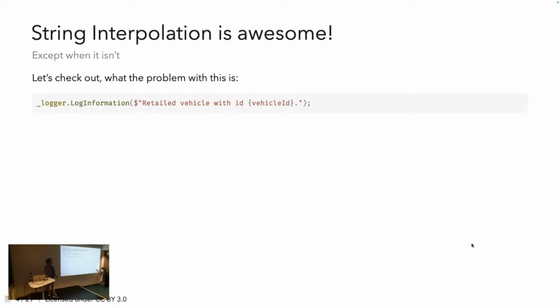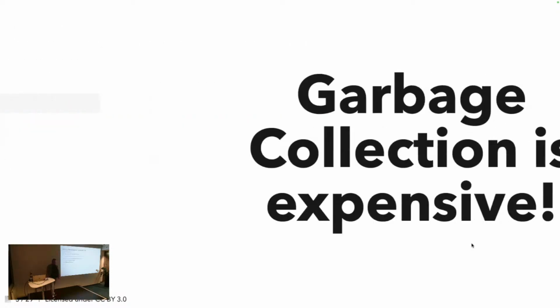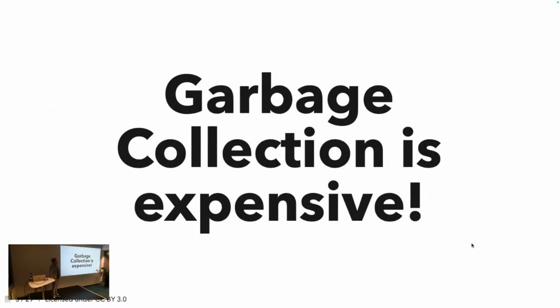In fact, this was even worse before .NET 6, because before .NET 6, it was just using string concatenation. Since .NET 6, it's now using a string builder automatically behind the scenes. So it's more performant, it's better, but we are still allocating a new string each and every time. And strings, of course, go onto the heap, and everything that goes onto the heap needs to be garbage collected. And garbage collection is expensive.